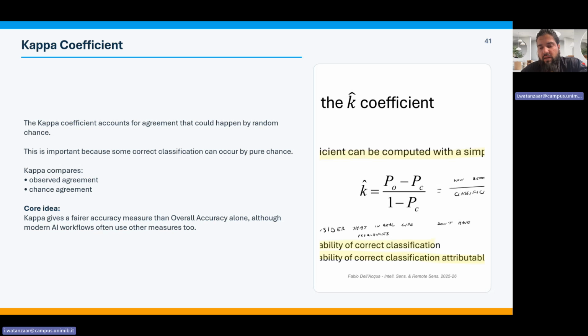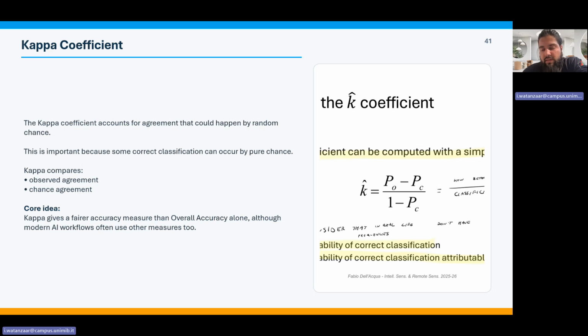We said initially that the overall accuracy mainly looks at the correctly classified out of the total. So it's a general assessment of the data. But there, we really don't know about the problematic ones and where the problem is exactly coming from. Modern AI workflows often use other measures too, not only the kappa coefficient or overall accuracy, but also commission errors and the user's accuracy. User's accuracy exactly means the precision, and the producer's accuracy is exactly like recall.